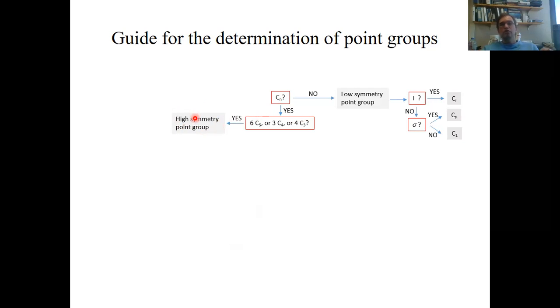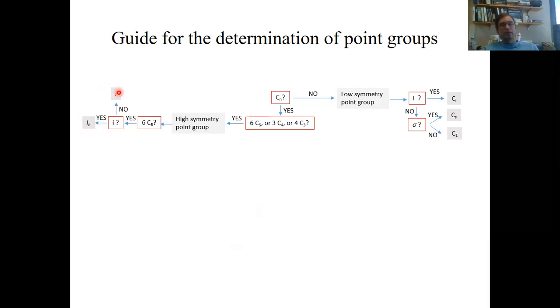So now we need to determine to which high symmetry point group our molecule belongs. And to figure that out, we need to ask additional questions. So we can next ask, well, do we have 6C5s? So if we have 6C5s, then we must have icosahedral symmetry. Now, there are different point groups for icosahedral symmetry, and we must distinguish between them. So therefore, we ask the next question, which is, does our molecule have an inversion center? So if the answer is yes, then our molecule must be of Ih symmetry. If the answer is no, then it must be of I symmetry.